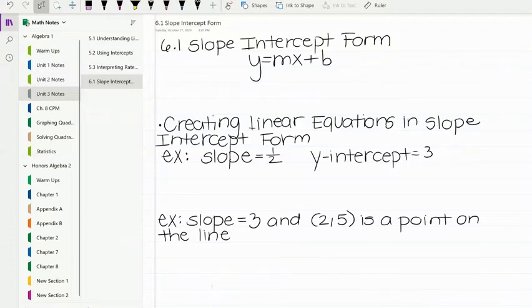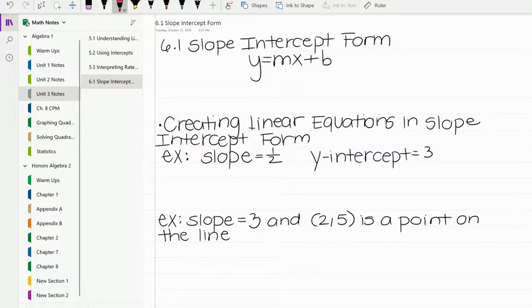This section is on slope-intercept form. I know a lot of us have heard of slope-intercept form, and I'm hoping this will be more of a review, at least at the beginning of the section. So we start off with y equals mx plus b, which is slope-intercept form of a line.